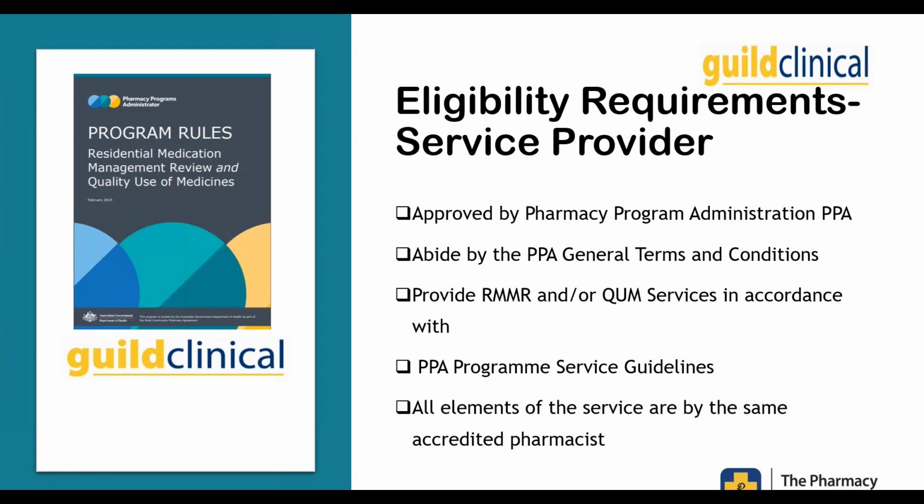So what do they need to do to be an eligible service provider? Firstly, they have to be approved by the Pharmacy Program Administrator or PPA and abide by their conditions. They have to provide RMMR and or the QUM service in accordance with the program guidelines. All elements of the RMMR service must be done by the same accredited pharmacist.